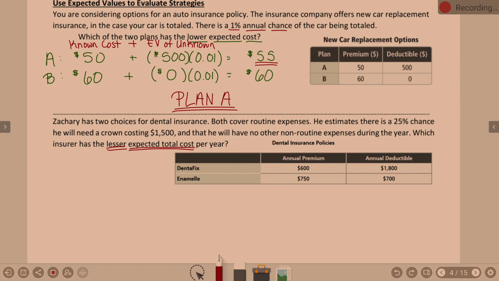Okay, so we have Dentifix, $600 annual premium, annual deductible of $1,800. Okay, so premium, you pay that no matter what. Deductible, you pay if you have to use it. Okay, Enamel, I don't know, $750 annual premium, you pay that no matter what. Deductible, $700. So, what do you know about Dentifix?